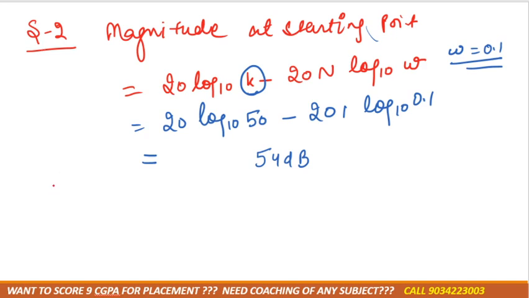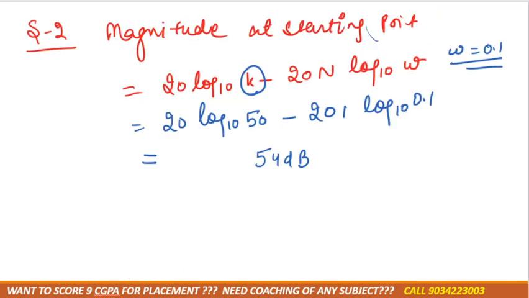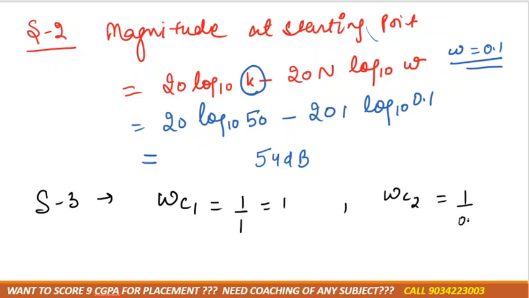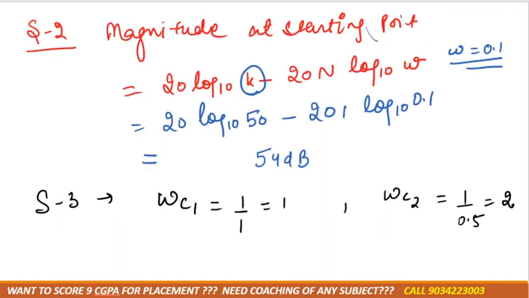Our next step is to calculate omega c, right? So how can we get it? Omega c1 is 1 by T1. Omega c1 is how much? 1 by 1, that's 1. Omega c2 is how much? 1 by 0.5, that's 2, right? Remember I told this, its coefficient is 1, right, and its coefficient is 0.5.